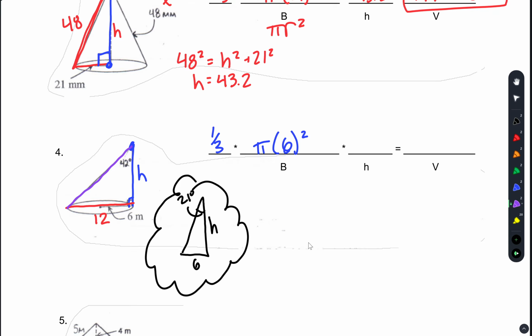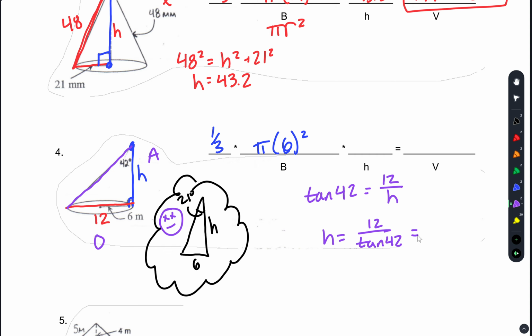So here, let me put a little angry face over here. This is tangent. I have the opposite and the adjacent. So we're going to do tangent 42 equals opposite over adjacent. So that height is 12 over tangent 42. Make sure that you have your calculator in degree mode, not radians. And we get 13.3.